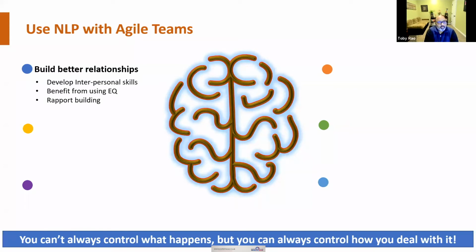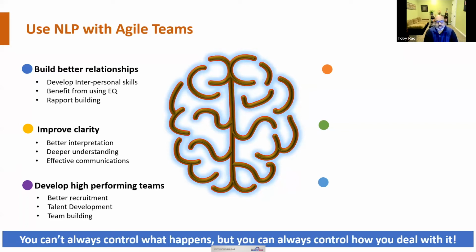We can use NLP for better relationships by having a better understanding of the emotional quotient or EQ that people have, and rapport building. If you are able to understand the way a particular stakeholder or a team member understands better, and you're using the right mode of communication with that person, you are building a better relationship with them. By understanding the filters, by removing some of those filters, you are bringing a better shared understanding with the team. And we talked a little bit about that. So it definitely helps in bringing clarity.